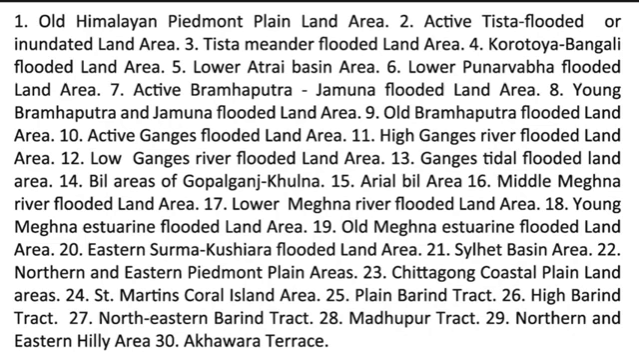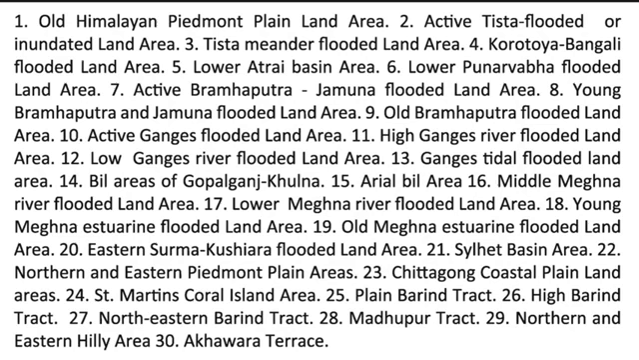Then the list of land areas: Himalayan Piedmont plain land area, Active Tista flooded land area, Tista Meander flooded land area, Karatoya-Bangali flooded land area, Lower Atrai Basin area, Lower Punarbhaba flooded land area, Active Brahmaputra and Jamuna flooded land area, Young Brahmaputra and Jamuna flooded land area, Old Brahmaputra flooded land area, Active Ganges flooded land area, High Ganges River flooded land area, Low Ganges River flooded land area, and Ganges tidal flooded land area.